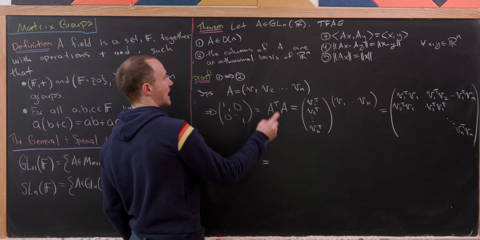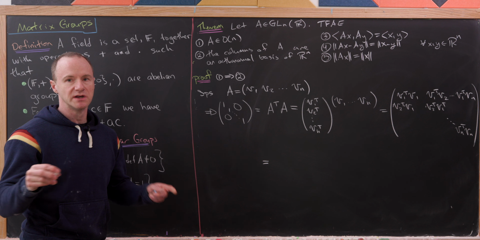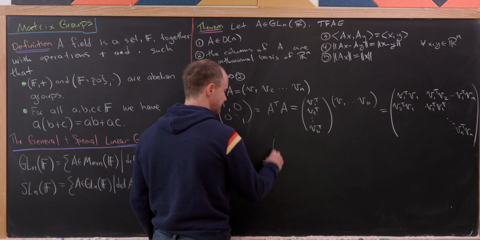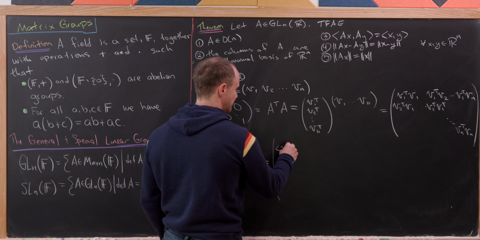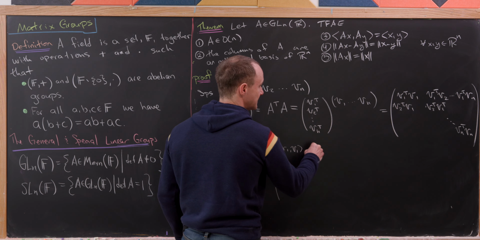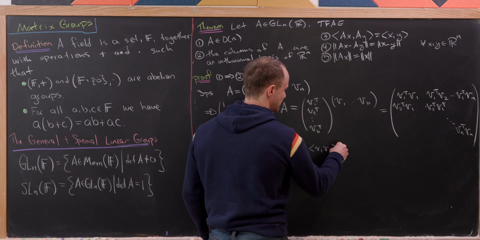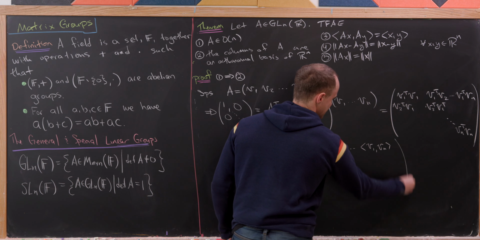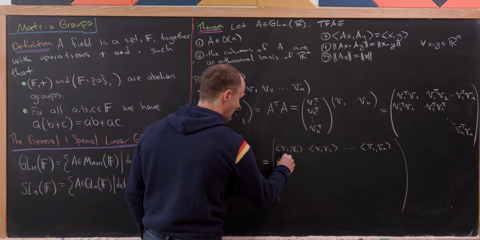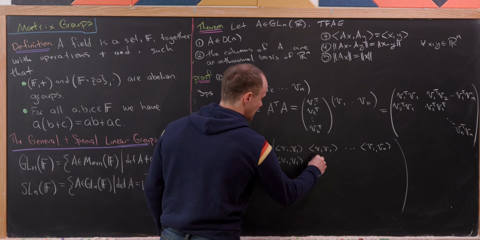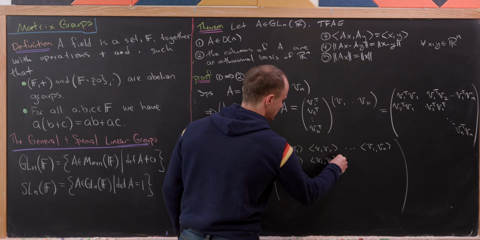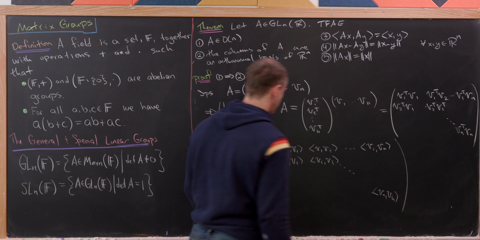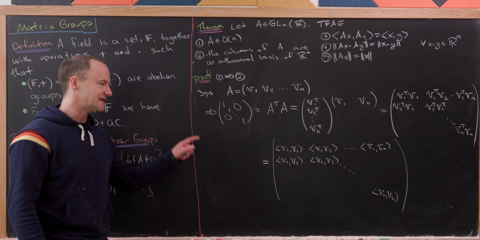But let's recall how the inner product is related to this transpose times original vector. And this, in fact, gives us the inner product of v1, v1 in this first entry, the inner product of v1, v2 in this second entry, all the way down to the inner product of v1, vn in this last entry. Here we'll have inner product v2, v1. Here we'll have inner product v2, v2, and so on and so forth. Down here we'll have inner product vn, vn. But observe, that's equal to the identity matrix.